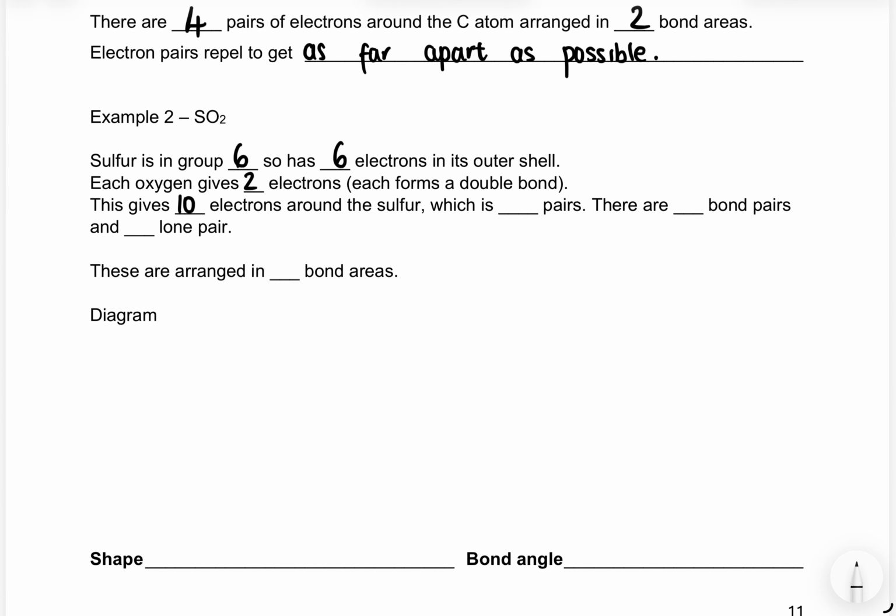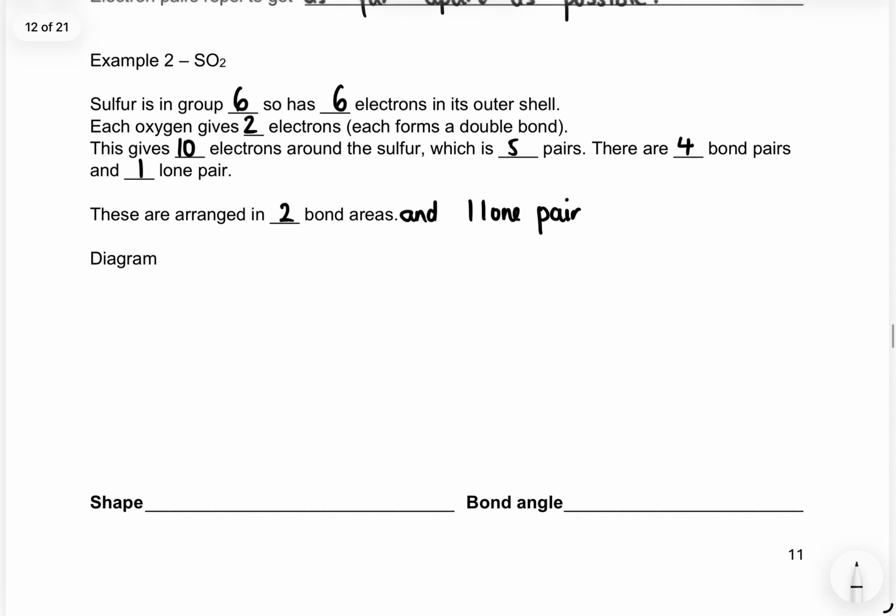That is actually 5 pairs. 4 bond pairs and a lone pair. Why is it 4 bond pairs if there's only 2 oxygens? Because remember, each oxygen forms a double bond. That's 2 bonds. So they're arranged in 2 bond areas, so 2 double bonds and then a lone pair. So we've got 2 bond areas and 1 lone pair.